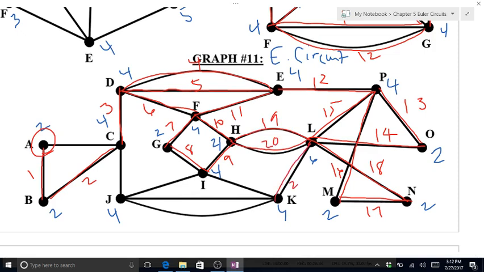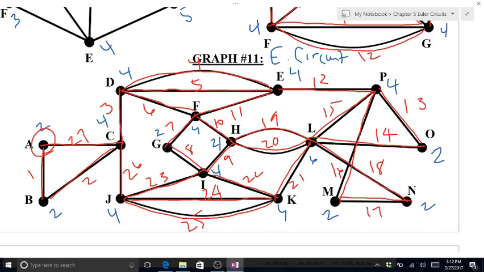Now we'll go down to K. 21, up to I is 22, down to J is 23, back across to K is 24, up to J is 25, up to C is 26, and back across to A is 27. Now this one was huge, so let's make sure that we didn't miss anything.